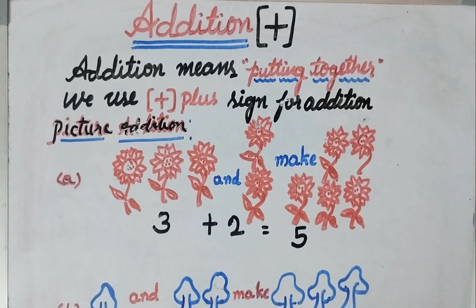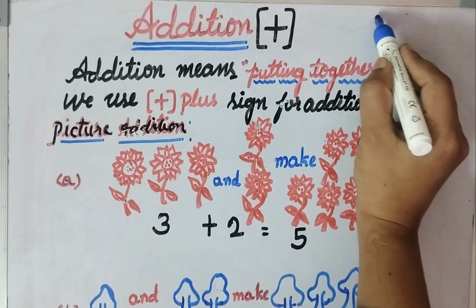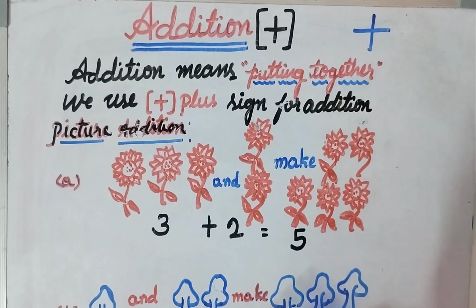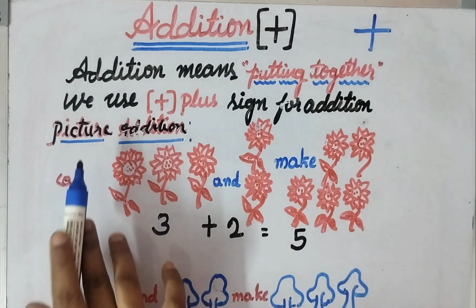So what is the symbol of addition? Plus. So how do we write the plus symbol? This is the symbol of addition. It is plus. So here I wrote some examples, a picture addition.